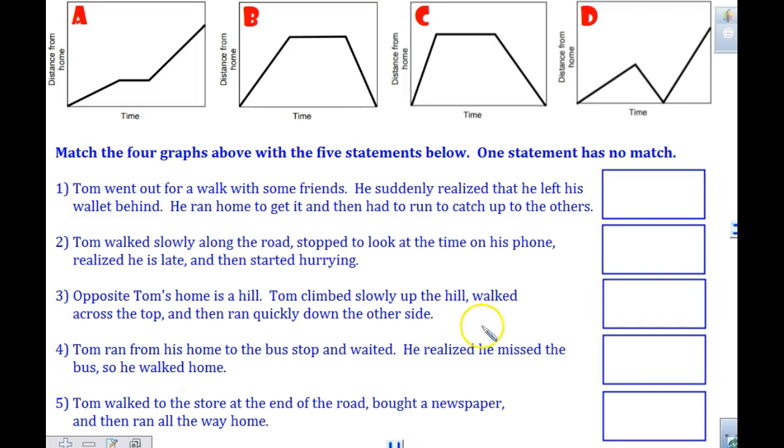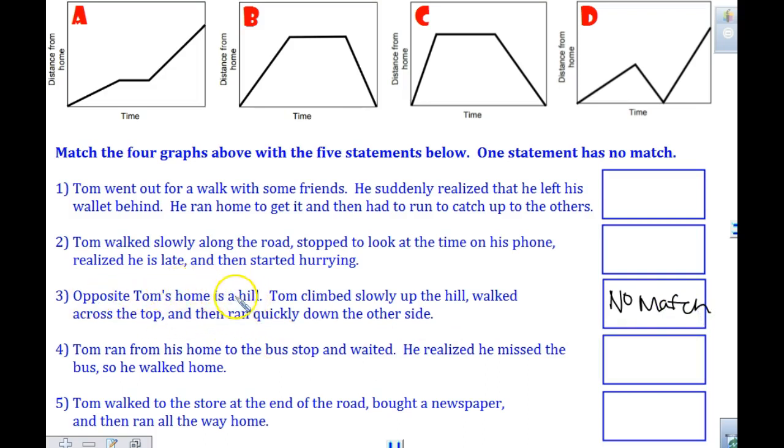So which of these do we think has no match? Which one doesn't make sense for time and distance from home? 3. Anyone think anything other than 3 that doesn't deal with home and how far we are from home? 3 is going to be our no match. Okay, so let's think about that first, as that one doesn't make sense.